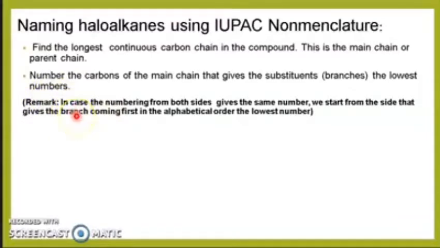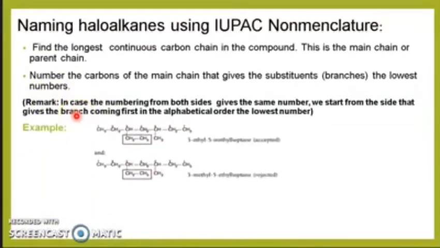Now, we have a remark here that in case the numbering from both sides gives the same number, we have to choose the side that will give the branch that's going to come first in the name of the compound the lower number. So the first possibility is the correct one because it gives the ethyl group the lower number, which is number 3, and we know that ethyl will come first in the name of the alkane.